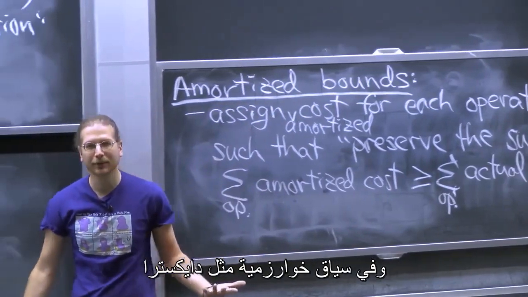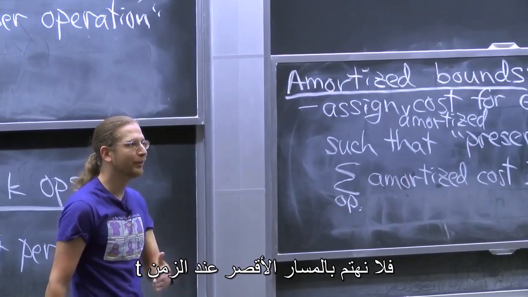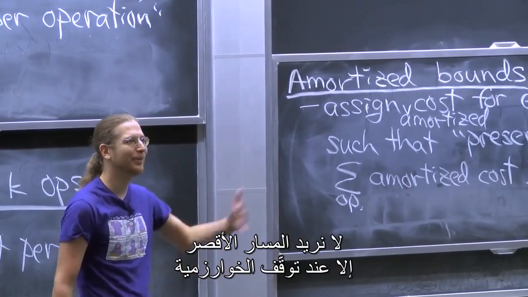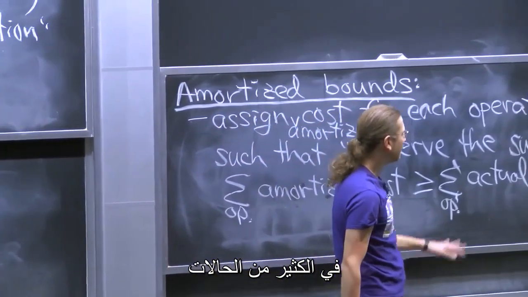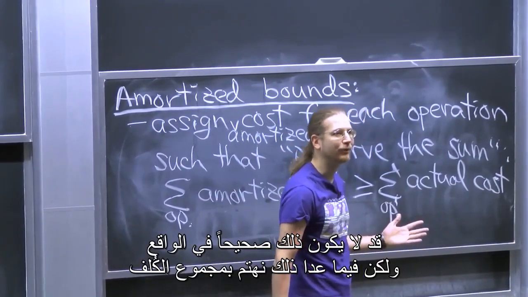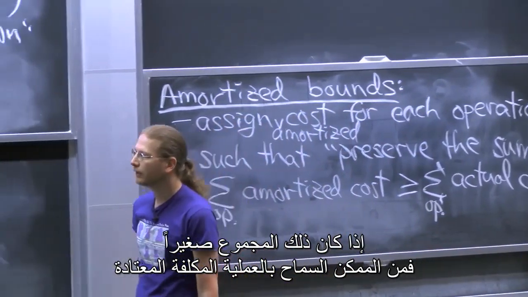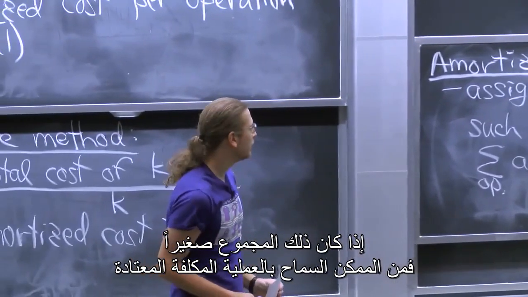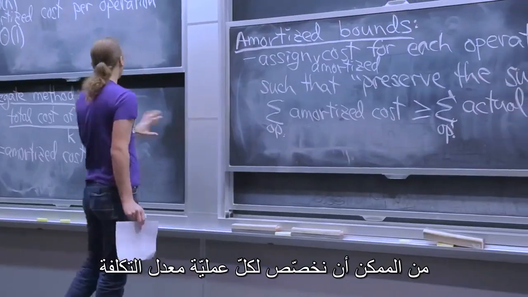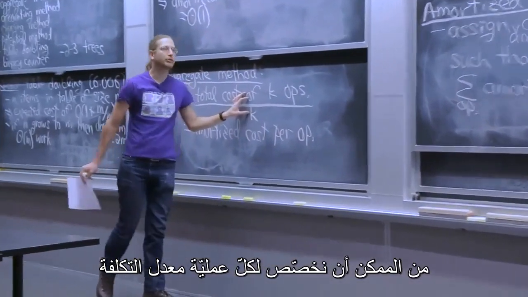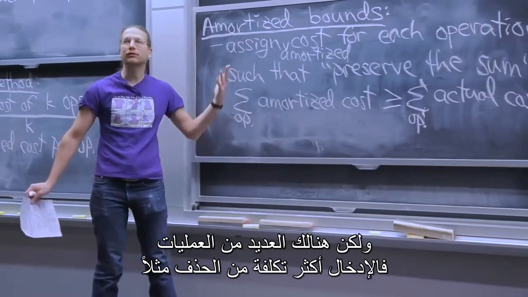And in the context of an algorithm like Dijkstra's algorithm, you only care about the total cost, because you don't care about the shortest paths at time t. You only care about the shortest paths when the algorithm is completely finished. And so in a lot of situations, maybe not a real-time system, but almost everything else, you just care about the sum of the costs. As long as that's small, you can afford the occasional expensive operation. So this is a more flexible definition. One option would be to assign the average cost to each operation. But we have a whole bunch more operations. We could say inserts cost more than deletes, or things like that.